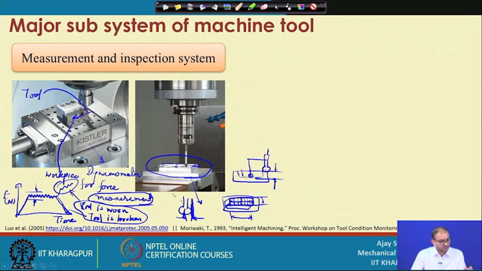So, to avoid those types of reworking, it is better that you finish all the operations without removing the workpiece. If you have to do that, then this type of measurement and inspection system is very important, and it will reduce the time and cost also.